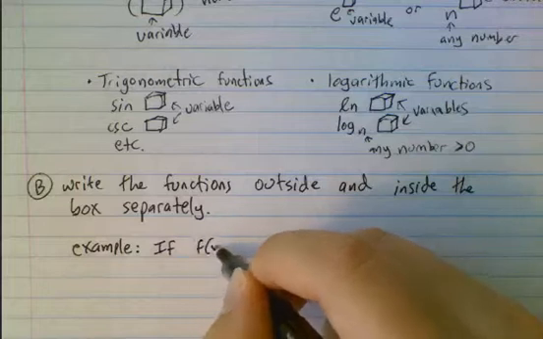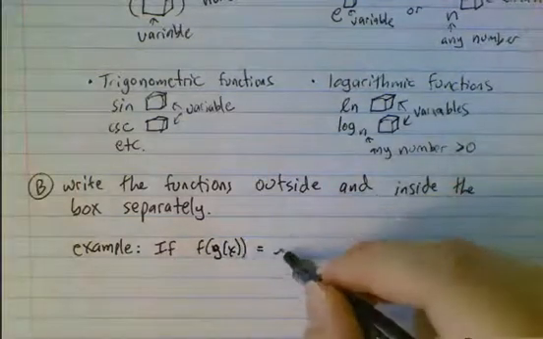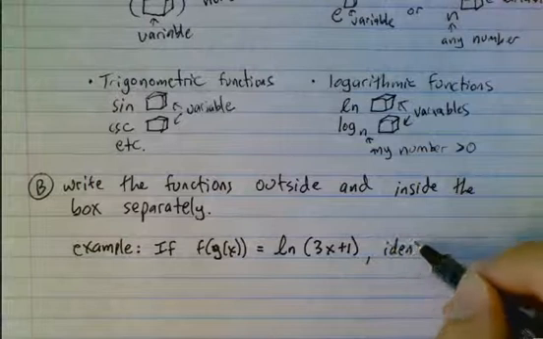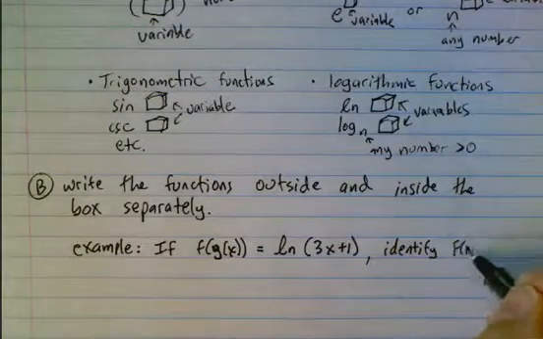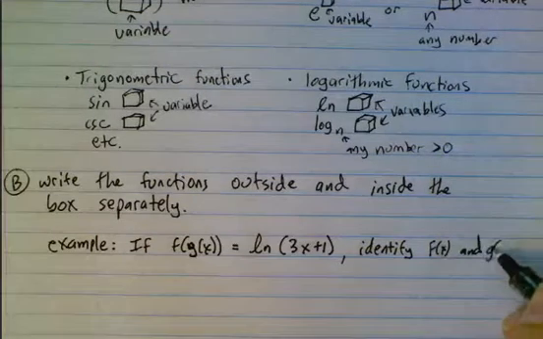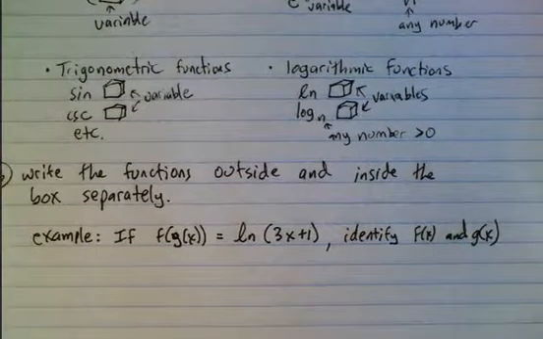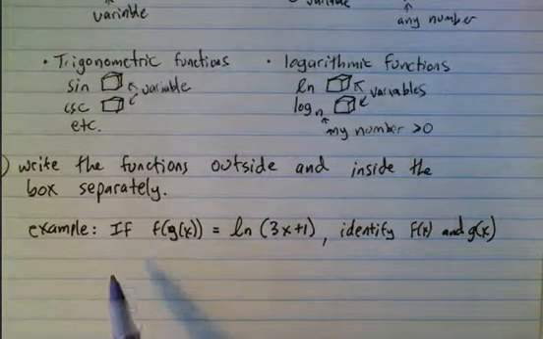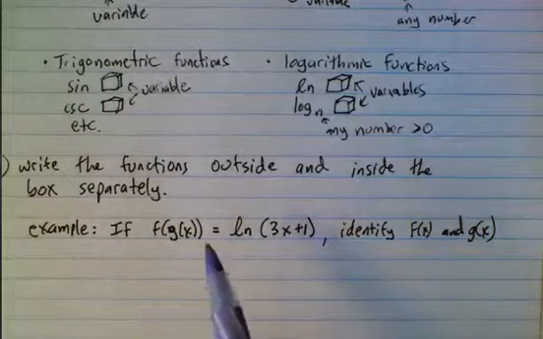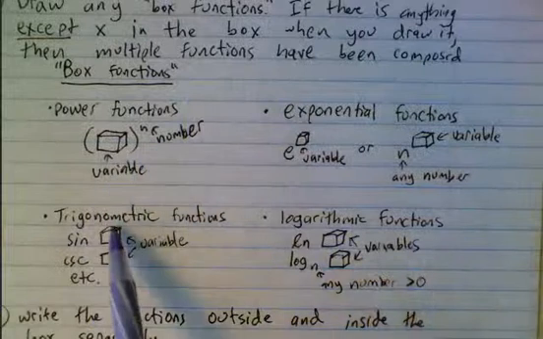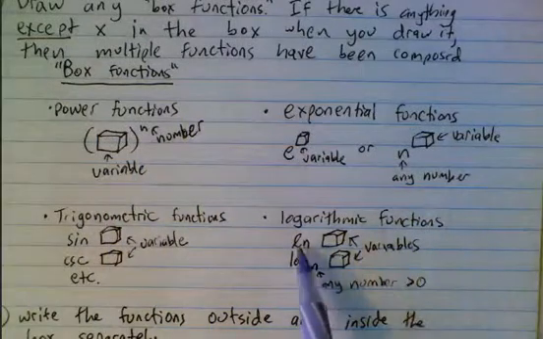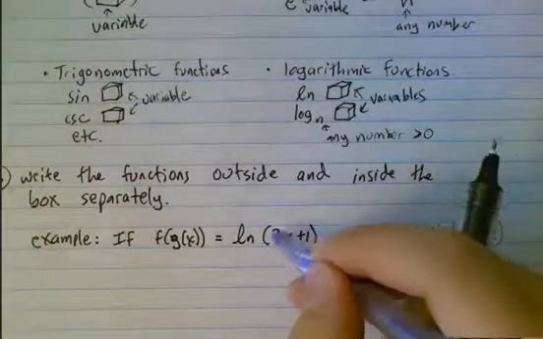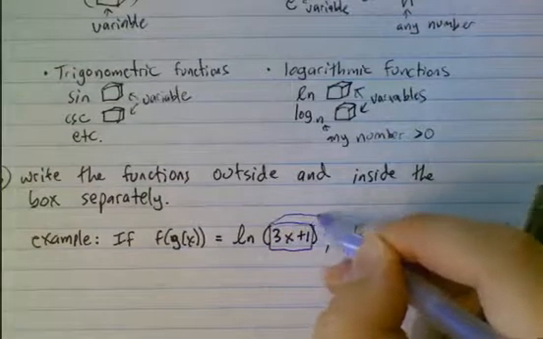If f of g of x equals the natural log of 3x plus 1, identify f of x and g of x. Okay, so the first thing to notice here is that we have f of g of x. This is a composition. That means there's going to be an outside function and an inside function. The first thing we're going to look for are our box functions here. So any of these. So look through and see what's in the problem. Notice natural log, ln, right there. That, whatever is next to it, especially inside these parentheses, this is a box.